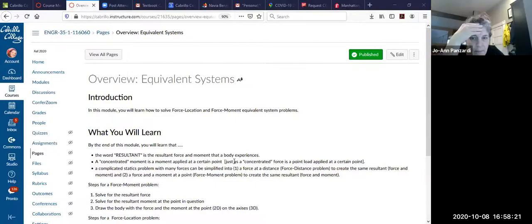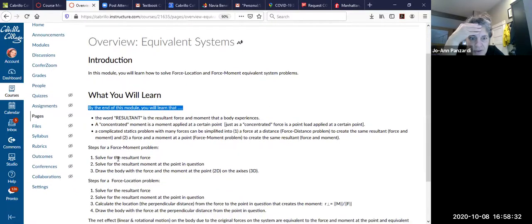Okay, so I want to go back to the overview where it had the steps, because we should be able to memorize it. I know I don't like memorizing, I'm not good at memorizing, but this one's got to be easy. What's the first step? Find the resultant force. First step of both of them. Then find the resultant moment at the point in question. The only thing different for the force location is that you then have to find the perpendicular distance. And then lastly, for both of them, you have to draw it.